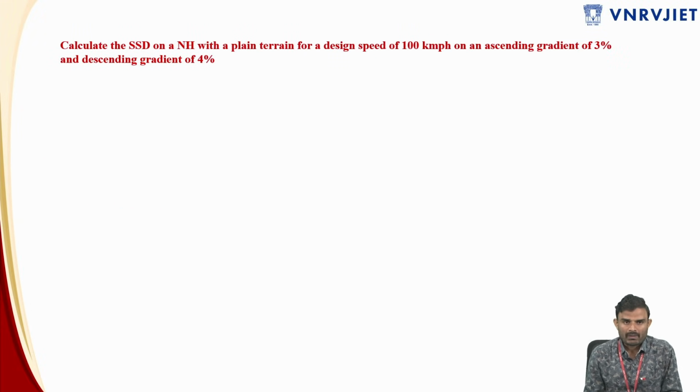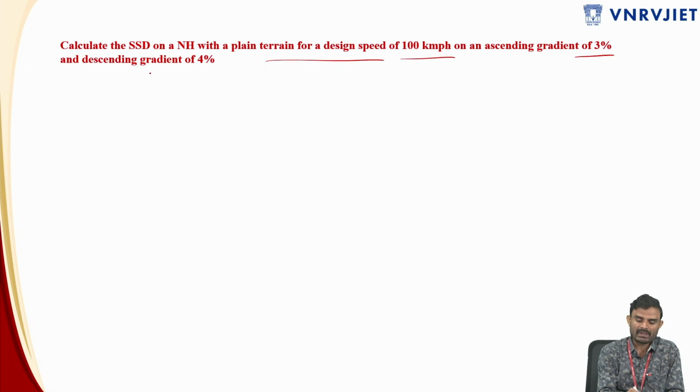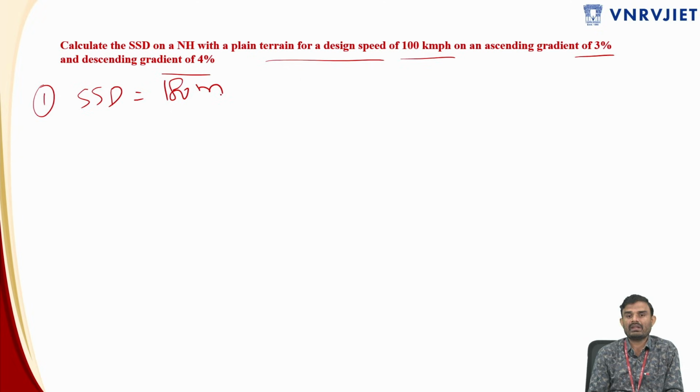So now we are going to solve one problem on the effect of gradient. There is again the same problem. Calculate the stopping sight distance on a national highway with plain terrain for 100 kmph and an ascending gradient of 3% and a descending gradient of 4%. As we solved in question 1 previously, the stopping sight distance is equal to 180 meters approximately, which is on a level road.